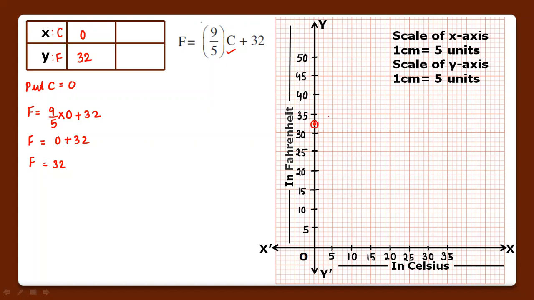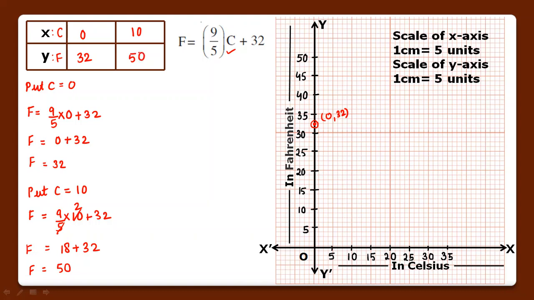This is the correct point, (0, 32). Then we'll put C equals to 10. F equals 9 upon 5 into 10 plus 32. It will be cut by 2. 9 2s are 18. 18 plus 32. So F equals 18 plus 32, that is 50. So when we put C as 10, we get 50 as Y, that is Fahrenheit.